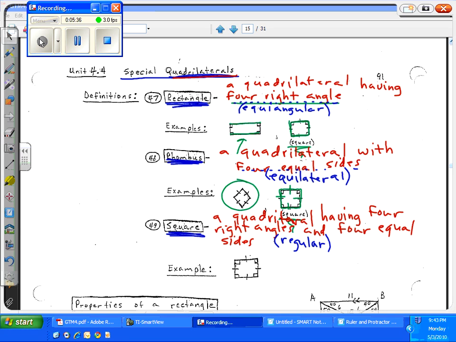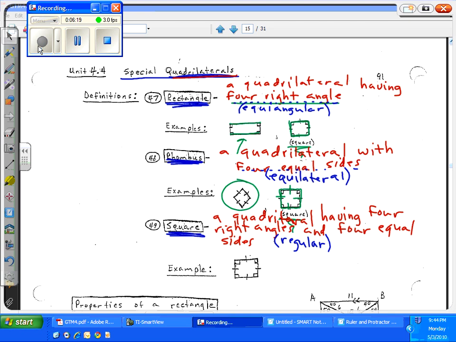So far, we have the first 6 properties of all parallelograms. Both pairs of opposite sides are parallel, both pairs of opposite sides are equal, both pairs of opposite angles are equal, consecutive angles are supplementary, the diagonals bisect each other, and each diagonal forms a pair of congruent triangles. We would add to that list of 6 on a rectangle its definition, which says it has 4 right angles. To a rhombus, we would add its definition, which says it has 4 equal sides. And to a square, we would add its definition, which says it has 4 right angles and 4 equal sides, which now gives a square 8 properties.